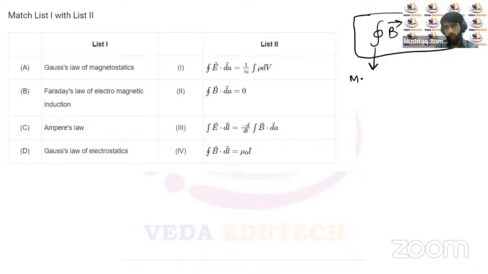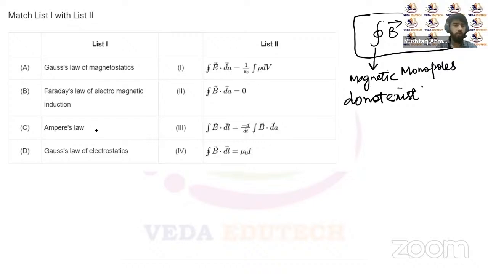So magnetic monopoles do not exist. So this is the Gauss law of magnetostatics. So A will be second, right?